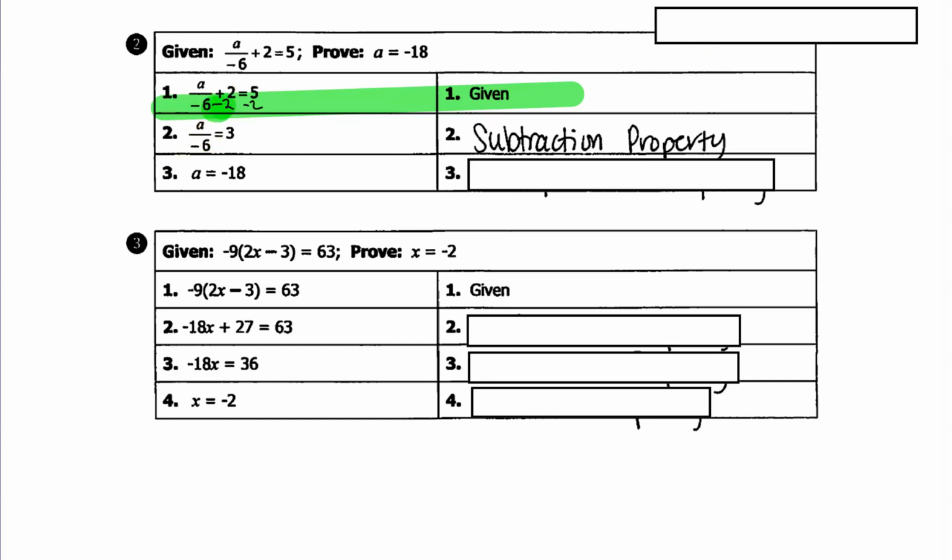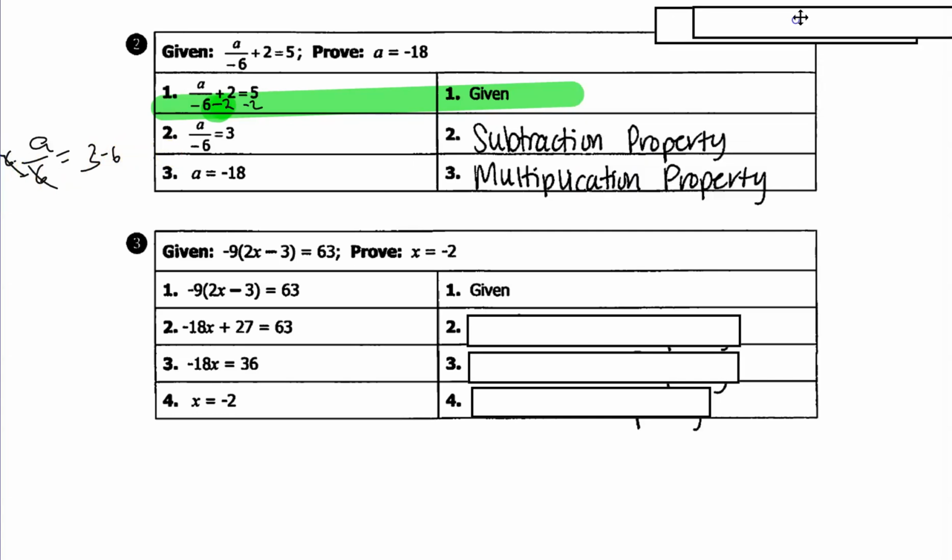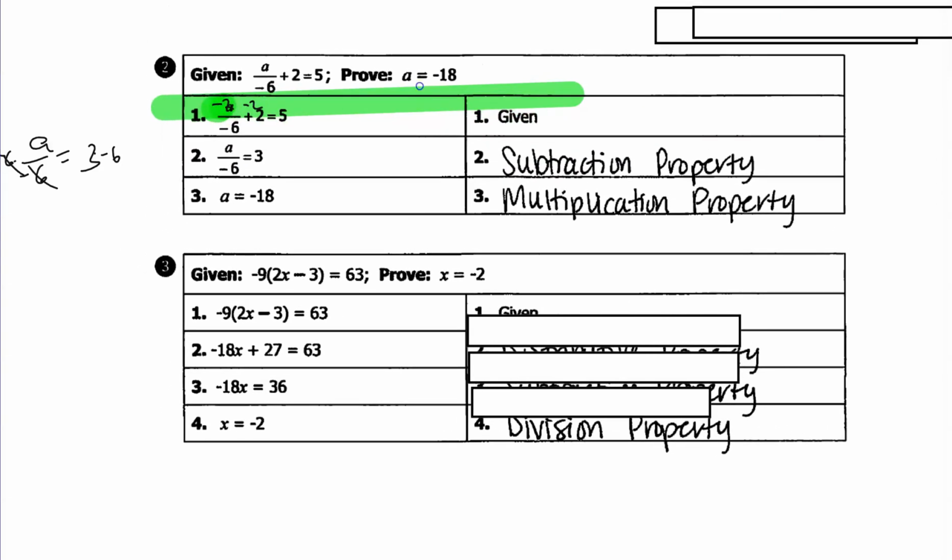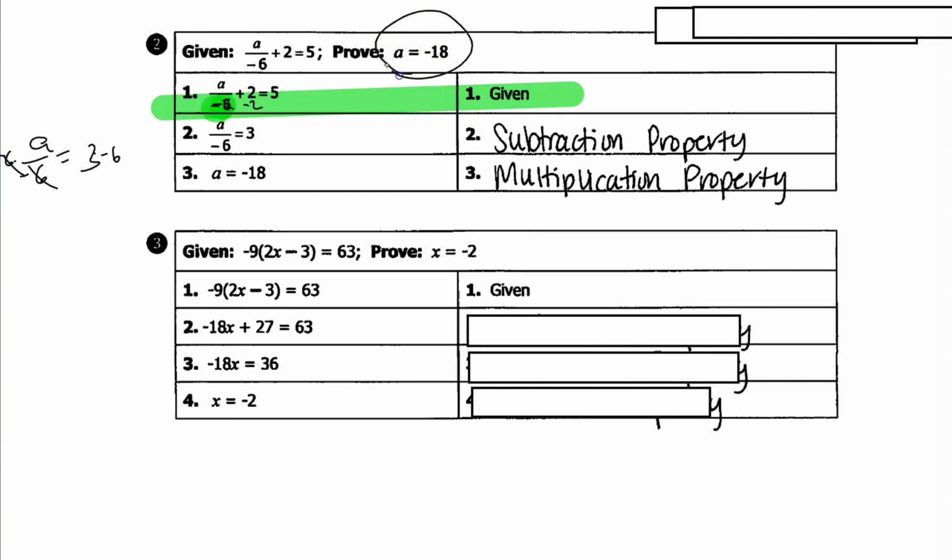Well, since A is being divided by negative 6 and that equals 3, we undo division with multiplication. So we're going to multiply both sides by negative 6, canceling that out and giving us A equals negative 18. Since we multiplied, this will be the multiplication property. And now we're done. See how this matches this now? That is our final step. Let's go ahead to our next one.